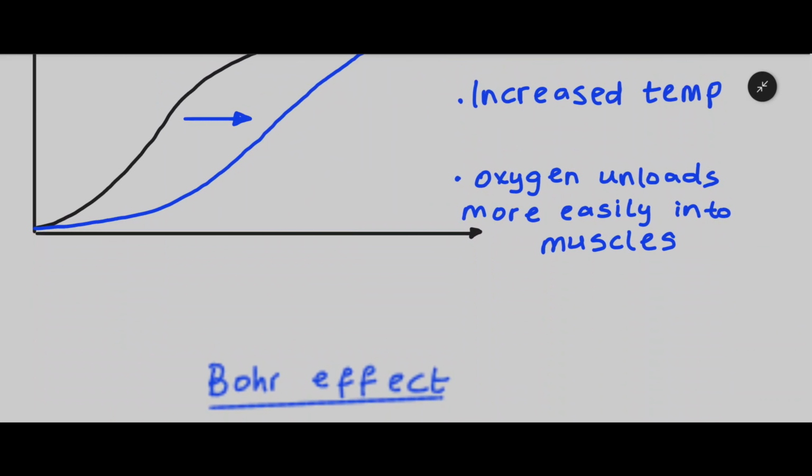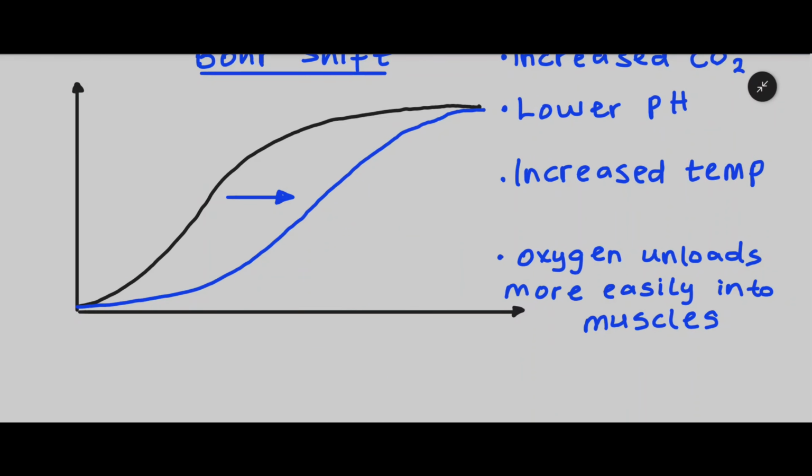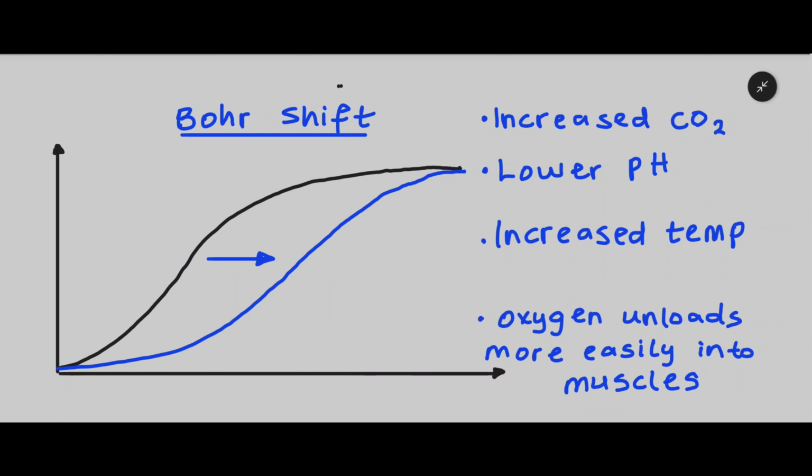And that is what we describe as the Bohr effect. So the Bohr effect is when an increased CO2 and or lower pH level reduces hemoglobin's affinity for oxygen, so oxygen can unload more easily in the tissues. And the Bohr effect is what happens as a result of the Bohr shift. So the Bohr shift is when this oxyhemoglobin dissociation curve shifts to the right during exercise because of these conditions: increased CO2, lower pH level, higher temperature. And again, this makes unloading of oxygen a lot more easy at the muscles.